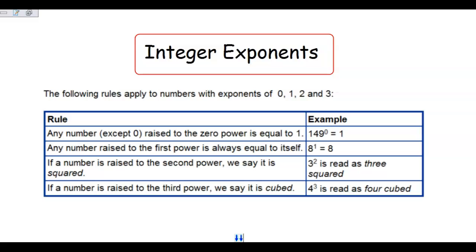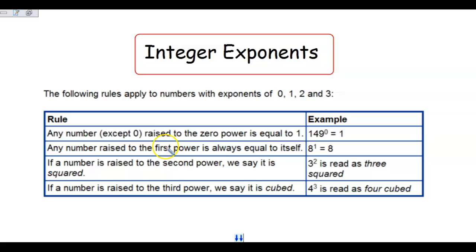Welcome. Today we are going to talk about integer exponents. And we need to remember that the following rules apply to numbers with exponents of 0, 1, 2, and 3. So any number except 0 that's raised to the 0 power is always going to be equal to 1.